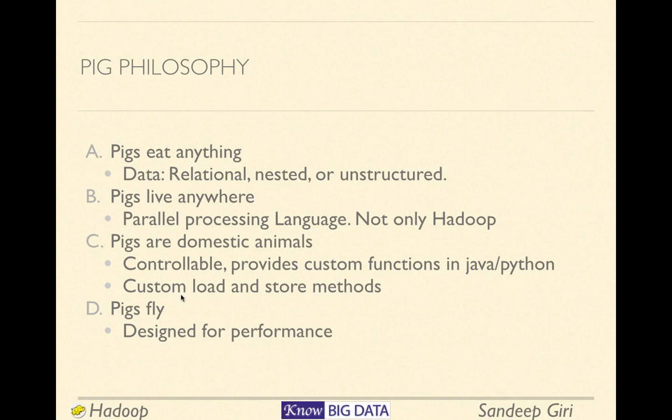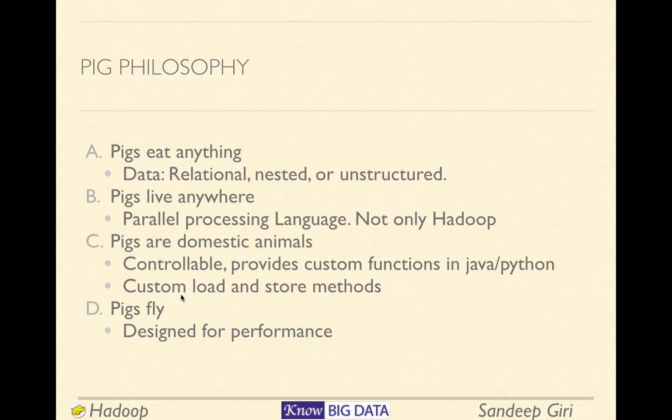Another one: Pigs are domestic animals, which means Pigs are controllable. They don't run at their own whims and fancies. In any Pig script you should be able to control each and every aspect. In case there is something which is not there in Pig, you should be able to define it via your Java or Python function, or define your custom load methods. If your input has a particular format which is not in the standard library, you should be able to define it. Then Pigs fly.